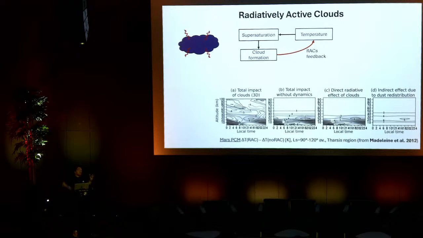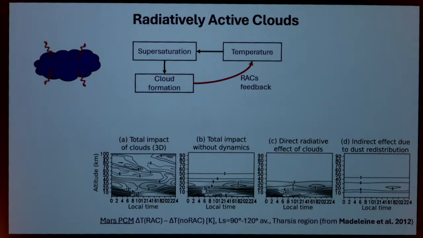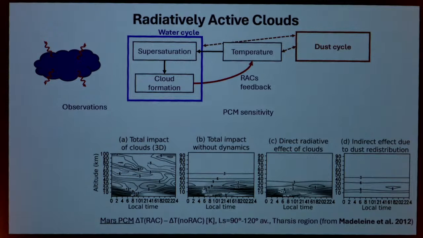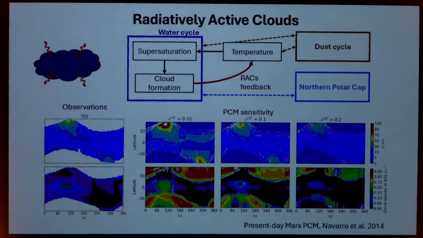And other than this, the radiatively active clouds are not really making anything in, I mean, it's a second order process in the present day climate. And so what's complicated at higher obliquity is that when you have radiatively active clouds, by modifying the thermal structure of the atmosphere, you also, of course, affect the dust cycle, which is coupled to the water cycle. And you have this kind of intrinsic feedback and coupling, which makes it very hard to model.